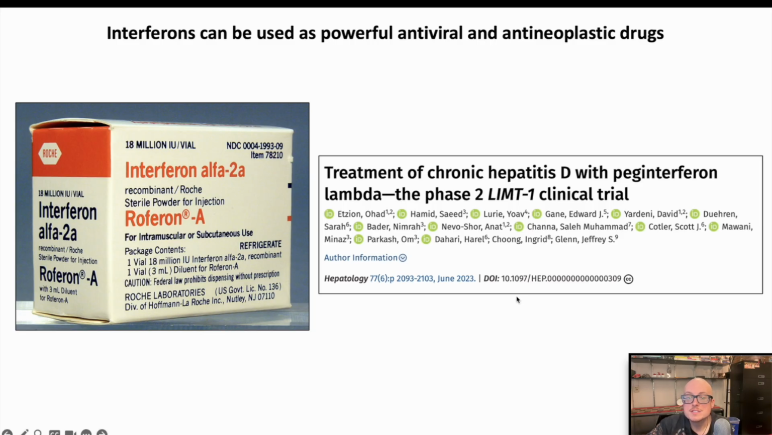And I pulled a recent example just from the literature, which you can see here, for the treatment of chronic hepatitis D. And so this is a very promising avenue in harnessing elements of the immune system like interferons for the treatment of disease, beyond their endogenous purpose in the innate immune response.